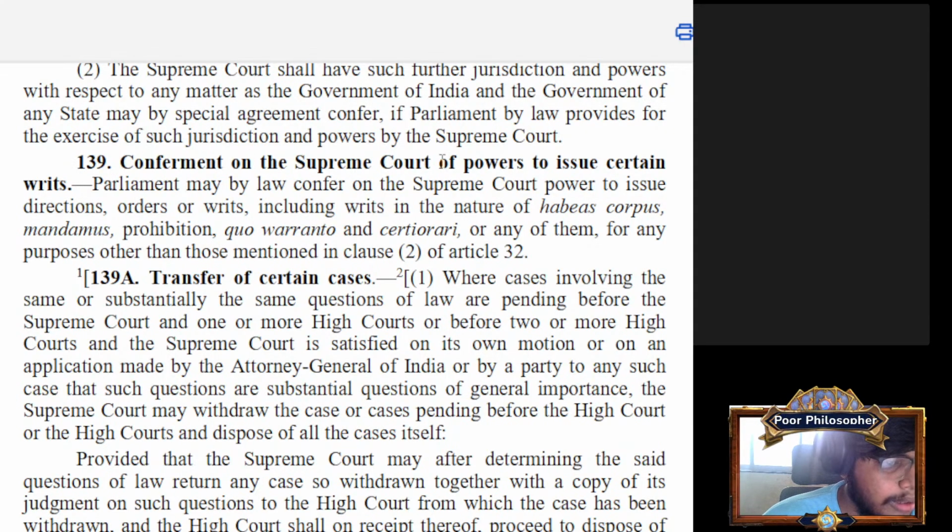Article 139. Conferment on the Supreme Court of powers to issue certain writs. Parliament may by law confer on the Supreme Court power to issue directions, orders, or writs, including writs in the nature of habeas corpus, mandamus, prohibition, quo warranto, and certiorari, or any of them, for any purpose other than those mentioned in clause 2 of Article 32.